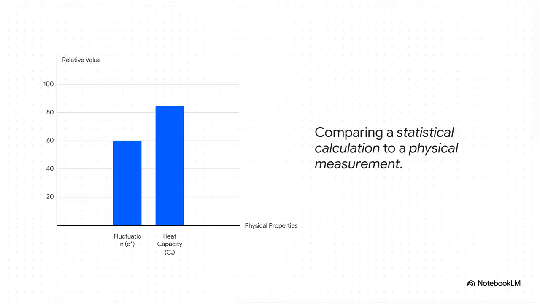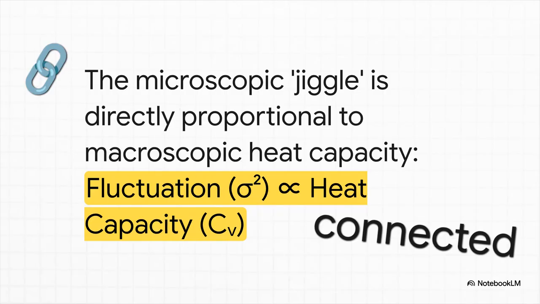So think about what we have. On one hand, we've got this abstract, purely mathematical calculation for the microscopic energy jiggles of particles. And on the other hand, we have this concrete, physical property of an entire object that you can literally hold in your hand. And here it is, the grand revelation. It turns out they are directly connected. The amount of microscopic energy jiggle happening inside a system is directly proportional to its macroscopic, measurable heat capacity.